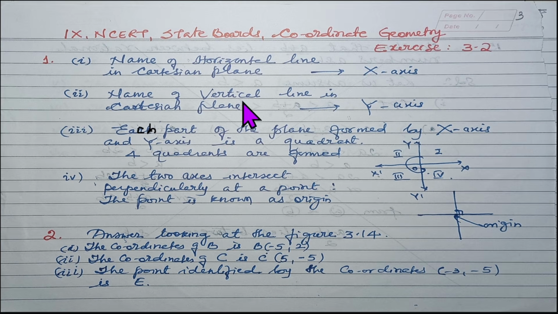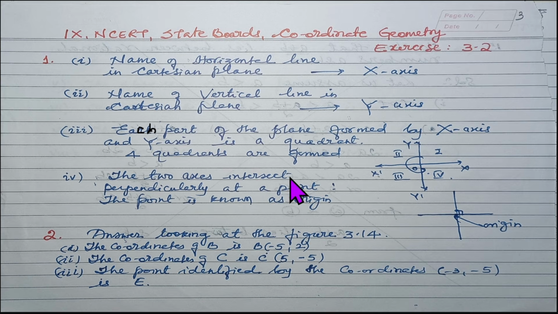The name of the vertical line in Cartesian plane is y-axis. Each part of the plane formed by x-axis and y-axis is a quadrant, because when you draw the two axes, that is x-axis and the y-axis, it divides the Cartesian plane into 4 regions, and each region is called a quadrant. So we have got 4 quadrants here: quadrant 1, quadrant 2, quadrant 3 and quadrant 4, and they are named from the way I have shown it, that is 1 2 3 4 from the top right corner to the bottom right corner. They are the 4 quadrants formed, and each of the region is a quadrant.